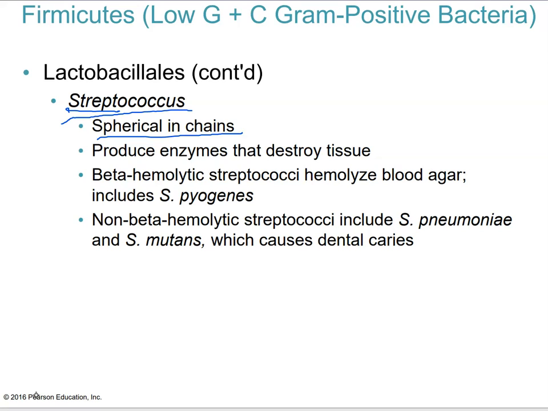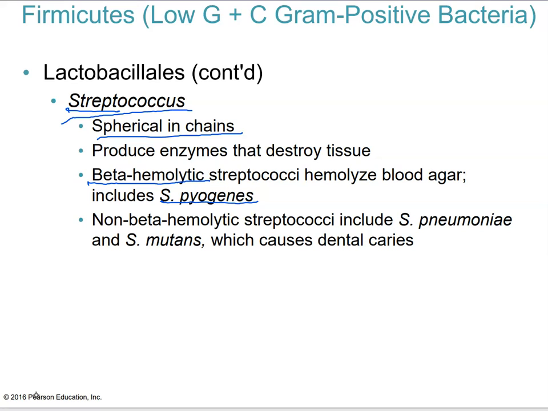So they can do beta hemolysis. That means they can hemolyze blood agar, and they form sort of this area of clearing in a blood agar. That is a way to detect something like Streptococcus pyogenes, which cause very high fever.